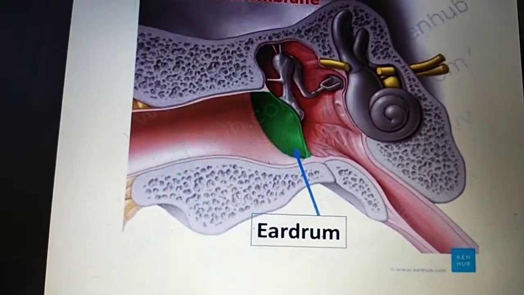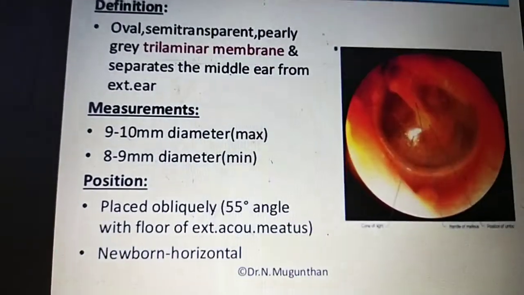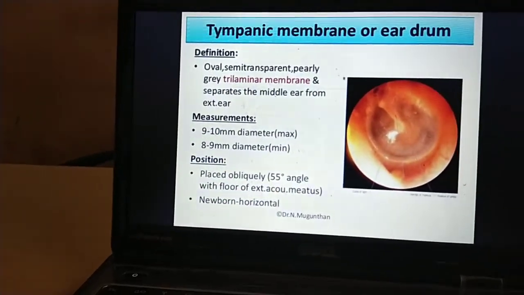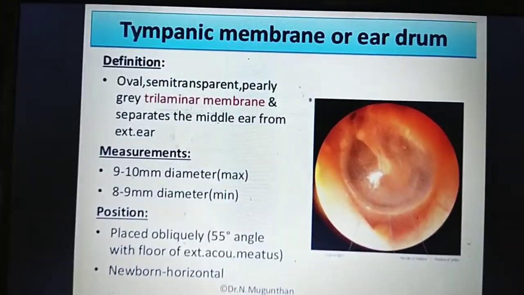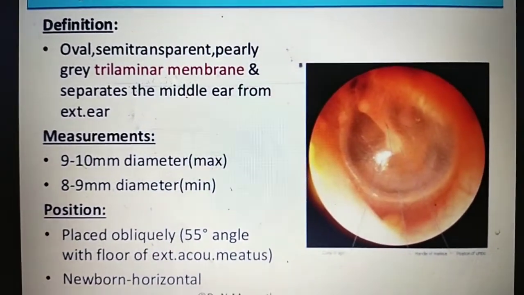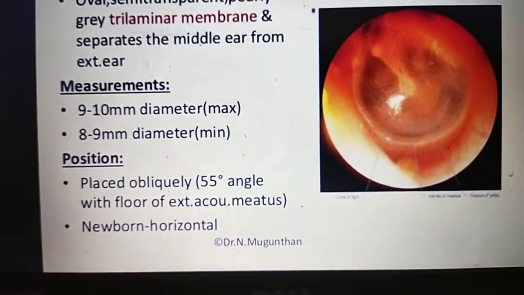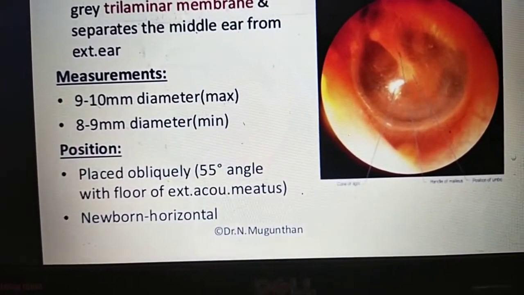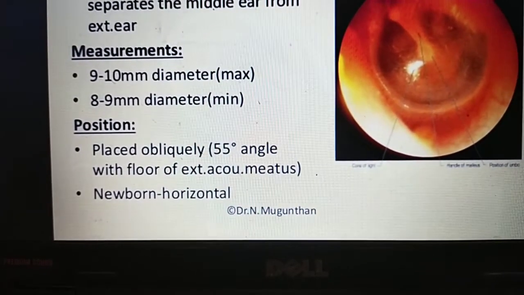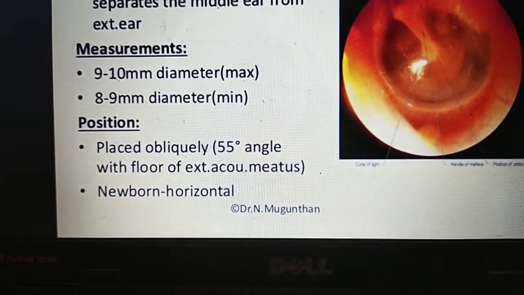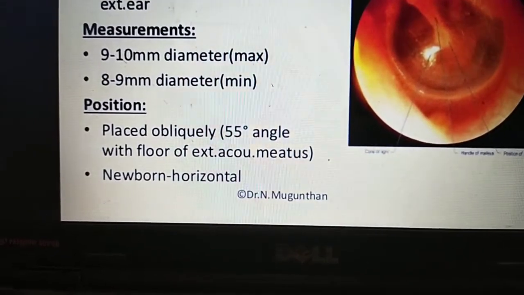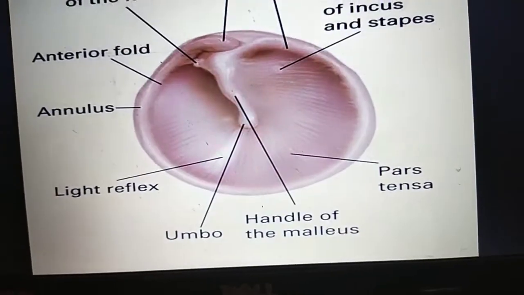We can go for the next slide. I already explained this one. The tympanic membrane or eardrum is an oval, semi-transparent, pearly gray, translucent membrane and separates the middle ear from the external ear. It measures 9 to 10 mm in diameter, 8 to 9 mm minimum. Position: it is obliquely seated at a 55-degree angle to the floor of the external osseous meatus. In the newborn it is horizontal. You can go for the next slide.